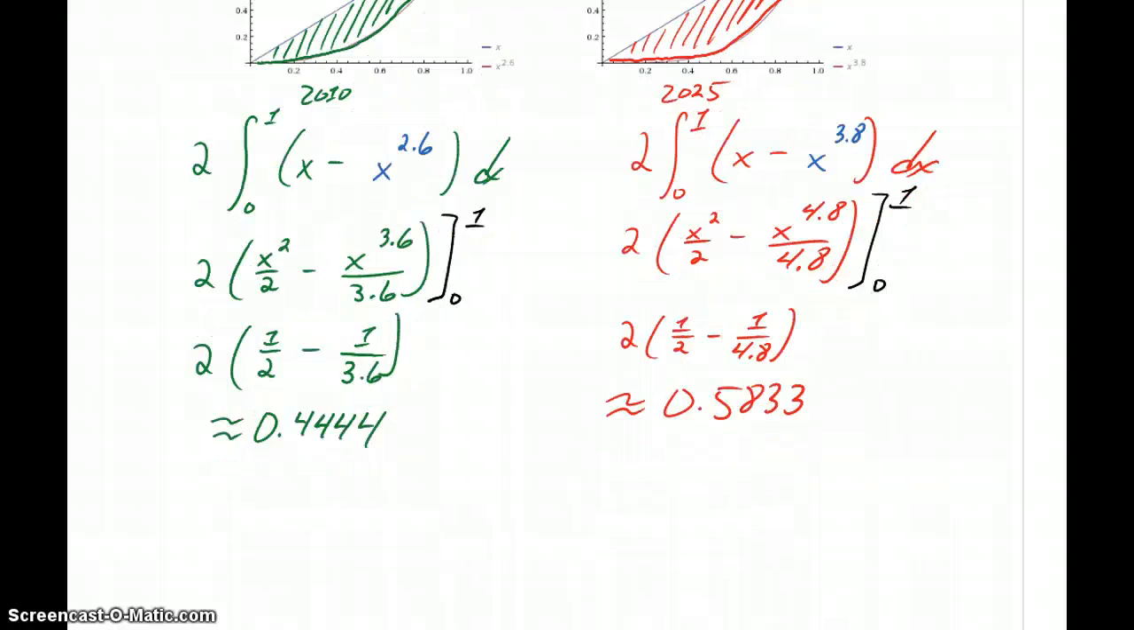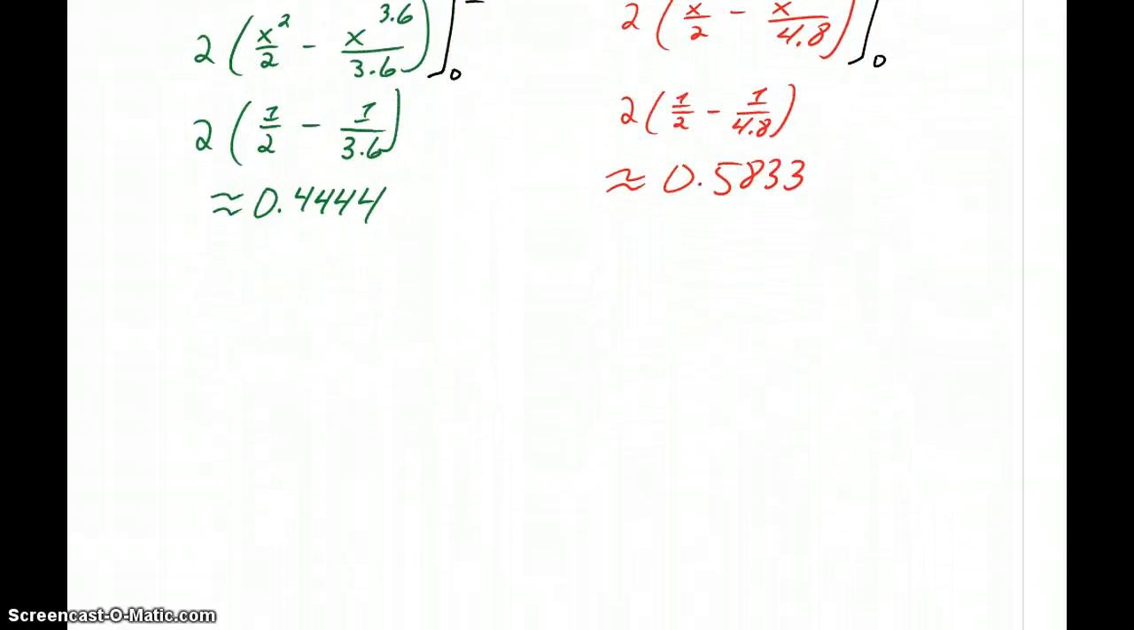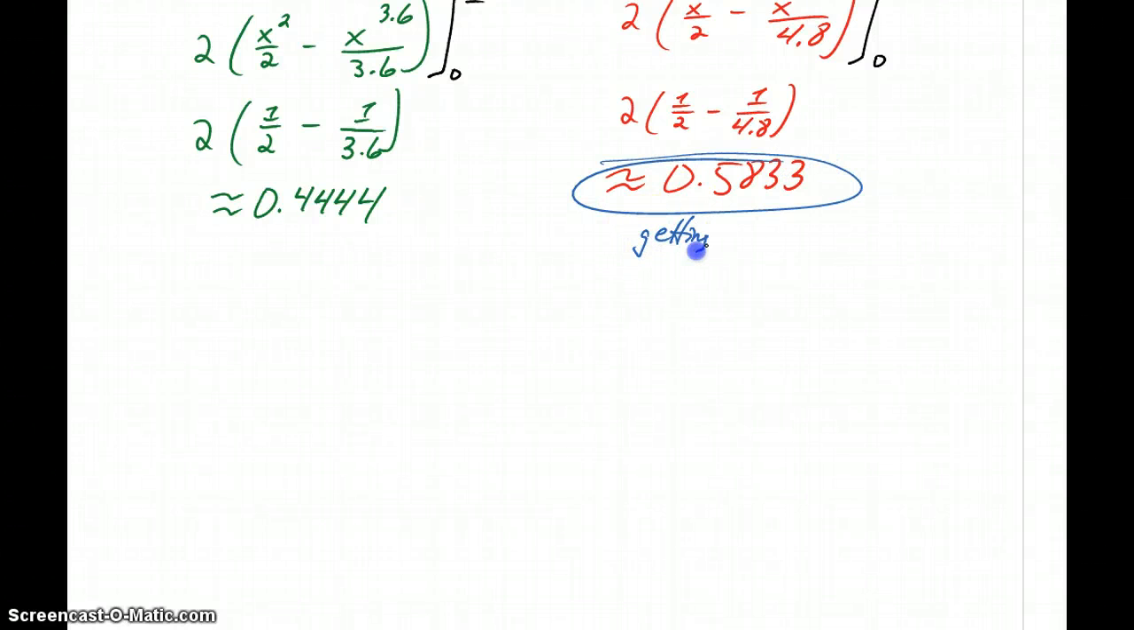So the question we're really interested in answering now is what's happening to our country, or at least predicted to be happening to our country in the future. So in 2010, we have a Lorenz curve, or a Gini index, of about 0.44. By 2025, that's expected to increase to about 0.58. So this new value is getting closer to 1.